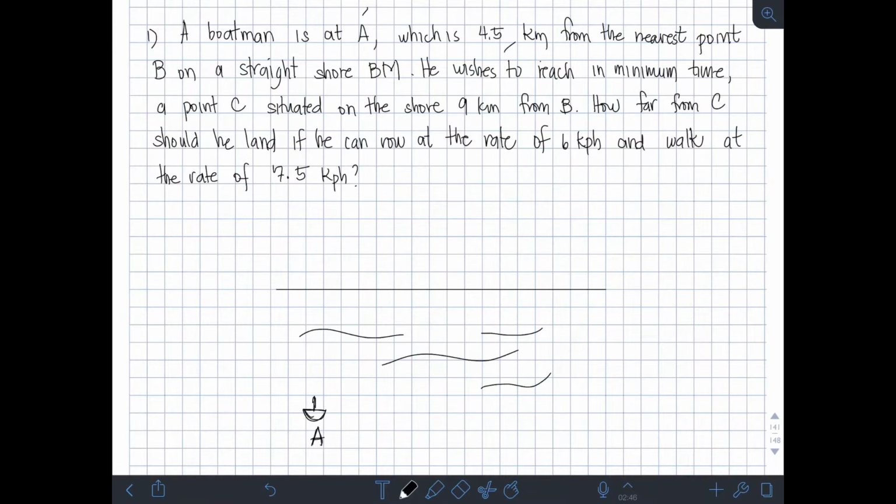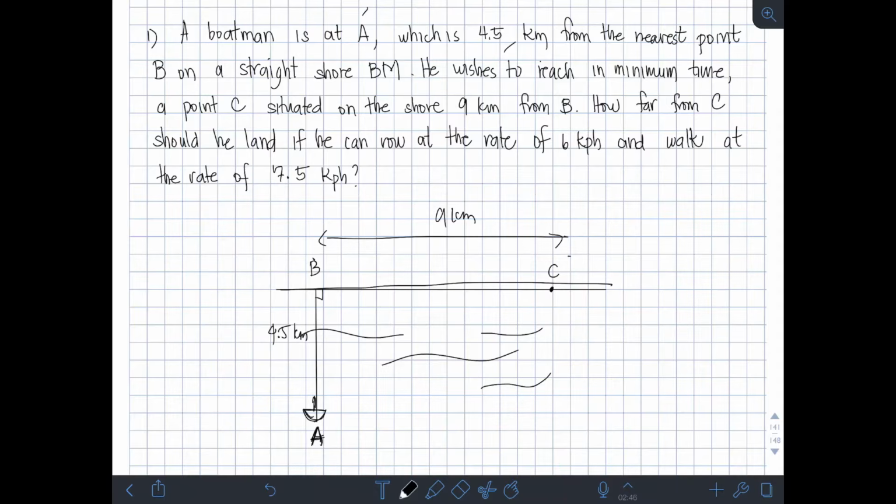So, kapag nearest, ibig sabihin dapat yung straight line distance doon sa shore. So, let's say ito yung point B, 4.5 km. Okay? Straight line or perpendicular sa shore. Now, he wishes to reach in a minimum time a point C situated on the shore 9 kilometers from B. So, meron daw tayong point C dito sa shoreline na to which is 9 kilometers from point B. So, ito yung C. So, gusto lang mapunta ng boatman from point A to point C.